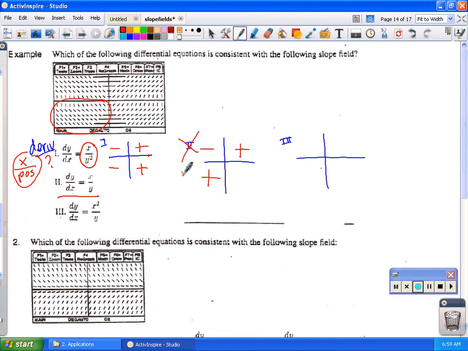In number three, I have x squared over y, so that means I have an always positive number divided by y. In other words, y is going to determine the outcome. In the first quadrant, y values are positive, so I get a positive. In the second quadrant, y values are positive, so I get a positive. And look, in the second quadrant, the slopes are negative, so it could not have produced that slope field, so it has to be 1.